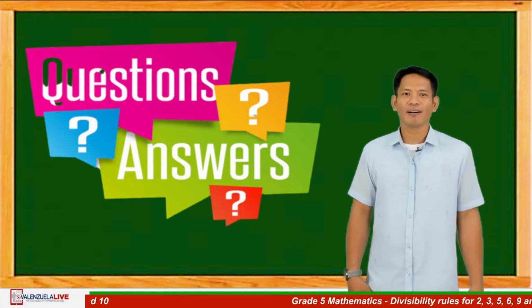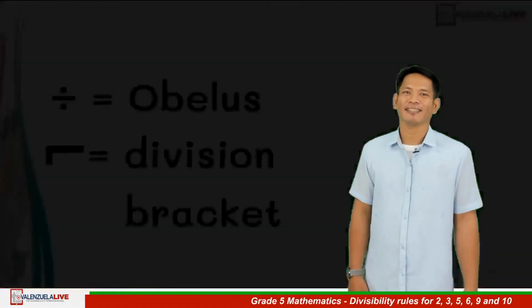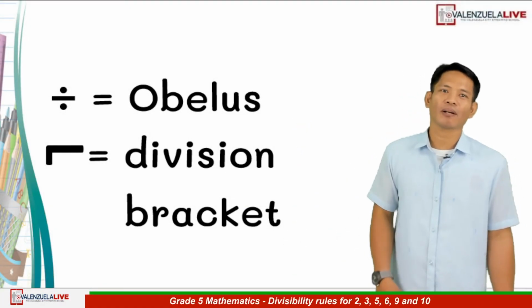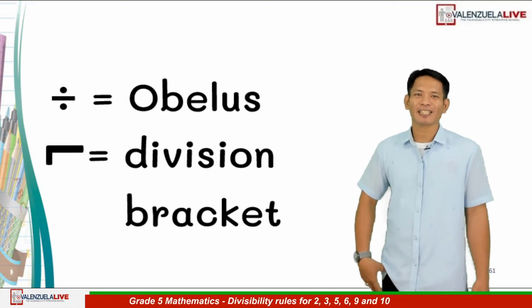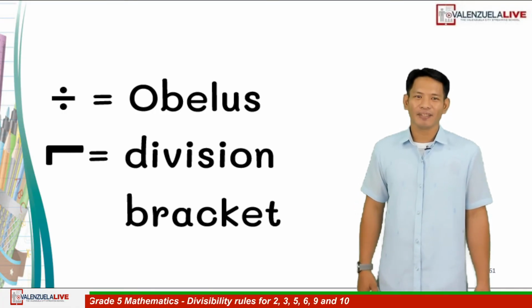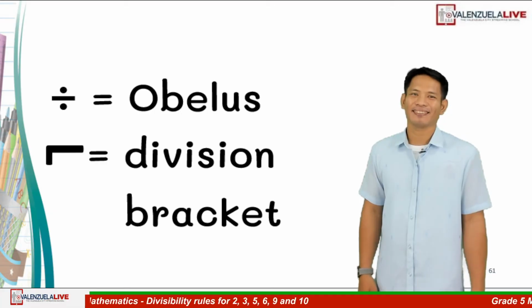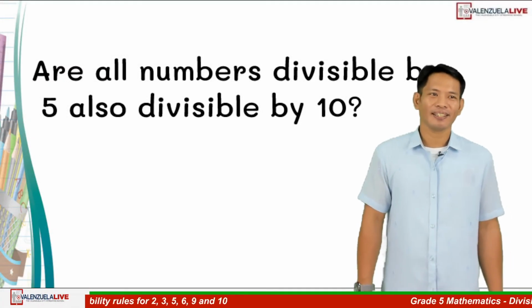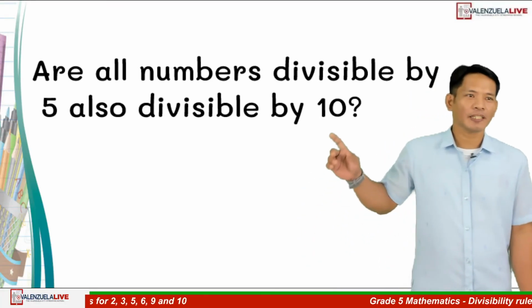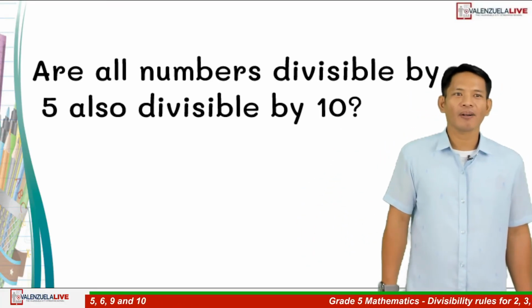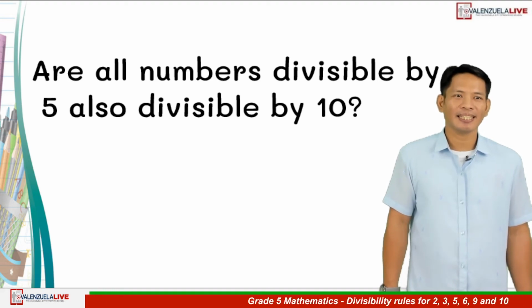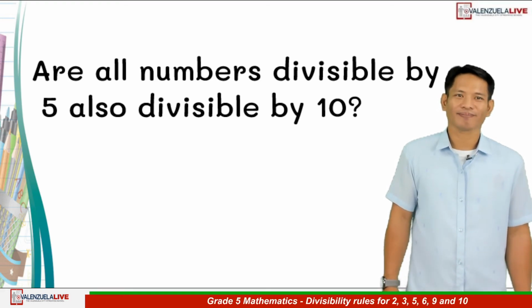Sir, what do you call the division sign? Of course, we have 2 division signs. The first one is what we call obelus, and the next one is what we call the division bracket. We have another question. Sir, are all numbers divisible by 5 also divisible by 10? Of course, the correct answer is no.